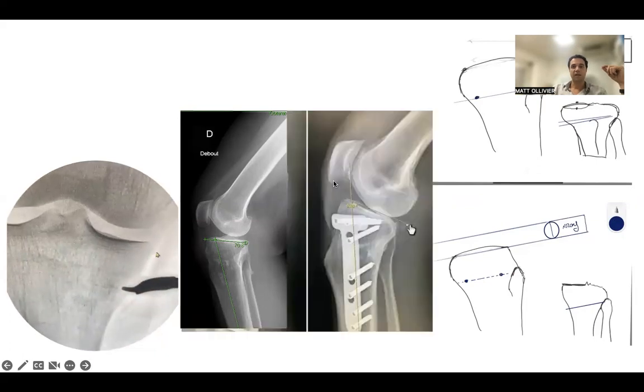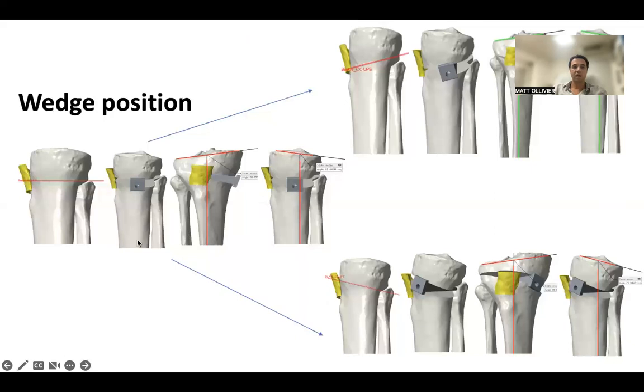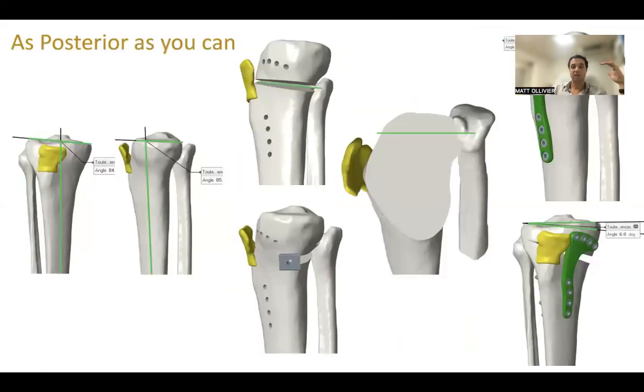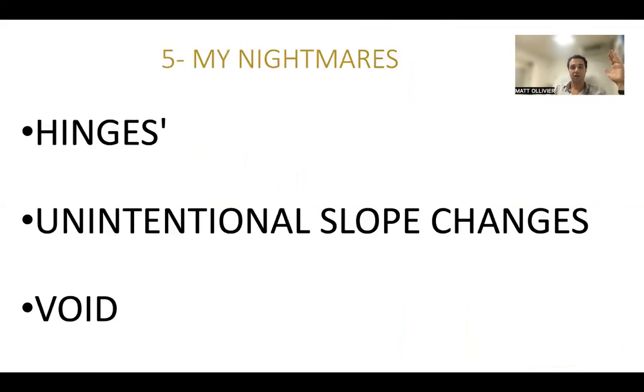Then, next thing, what is the next step? The wedge position. The wedge should be as posterior as you can. You need to insert your wedge at the posterior aspect of the tibia to create only posterior openings. Because otherwise, if you do anterior openings, you see here at the distal aspect, the lower shims, that you create a +6, +10-degree slope without thinking about it, and this is bad. So as posterior as you can.